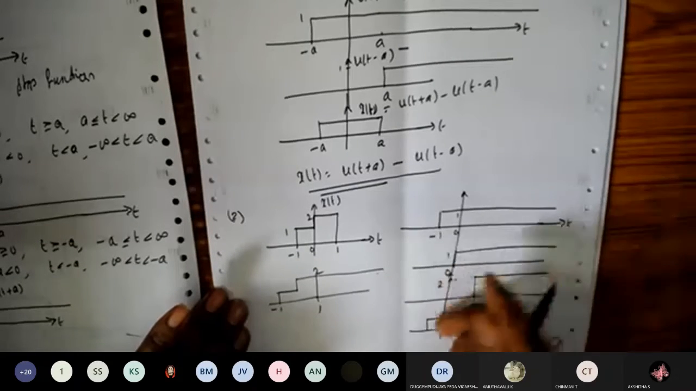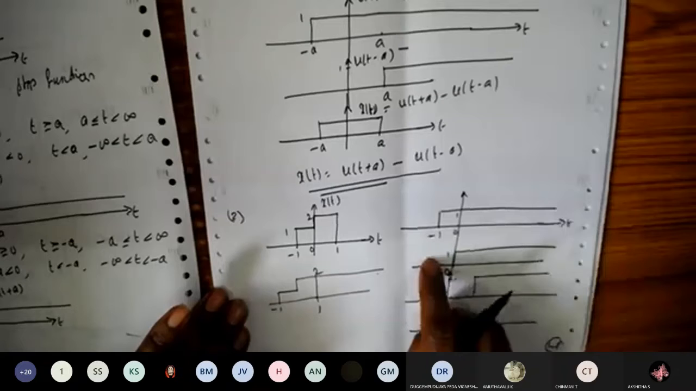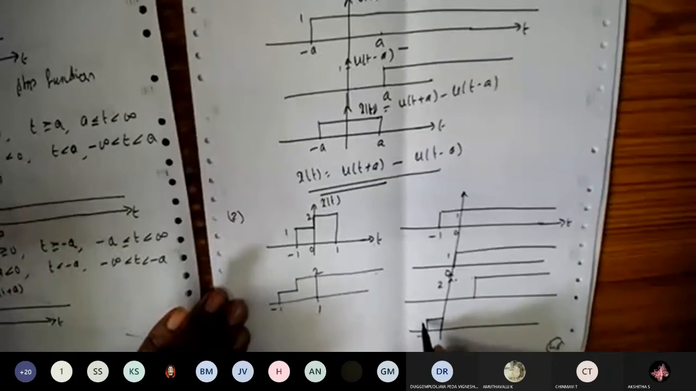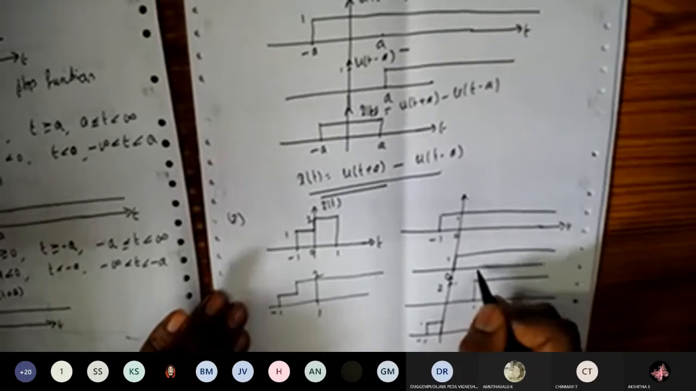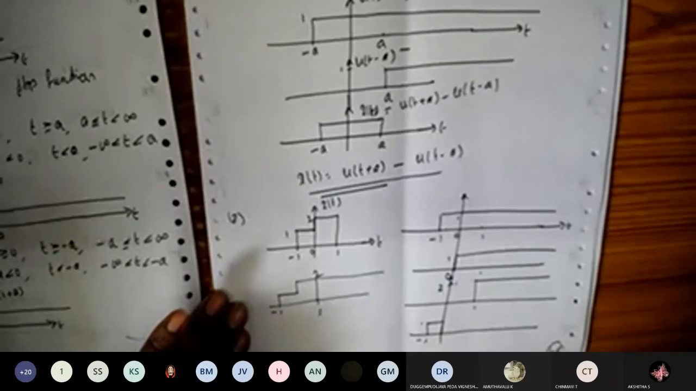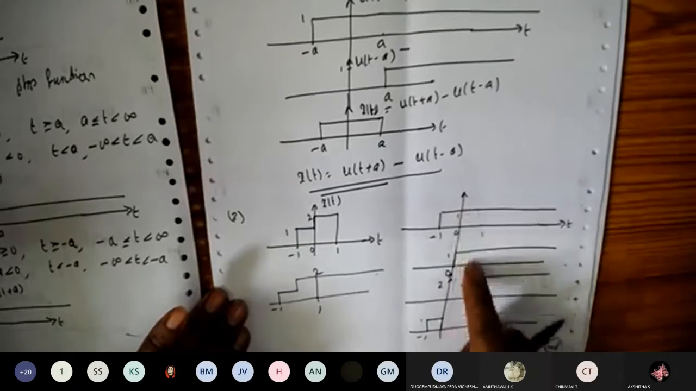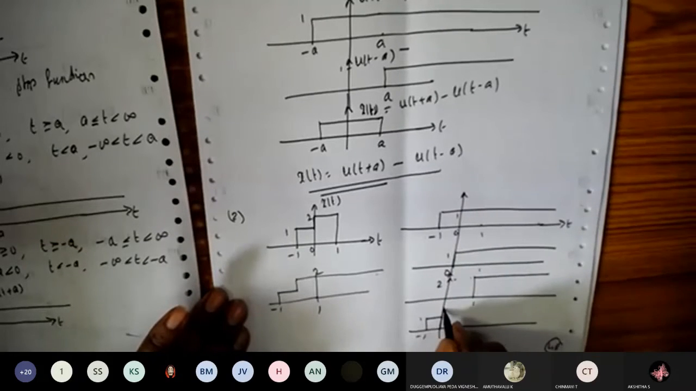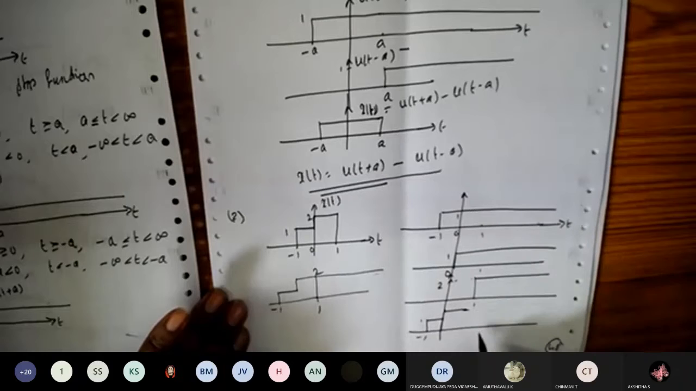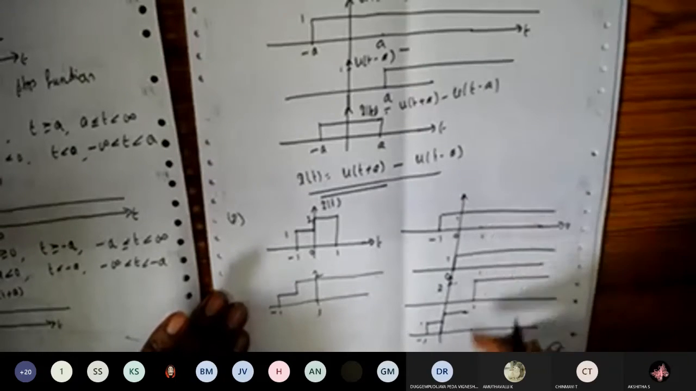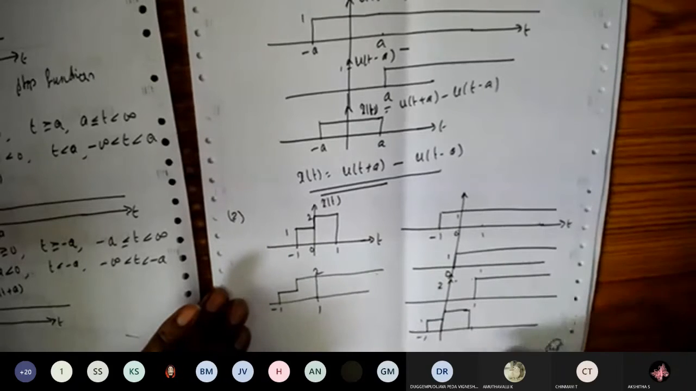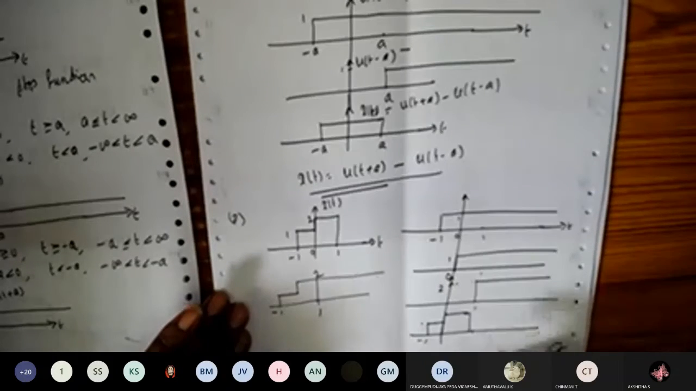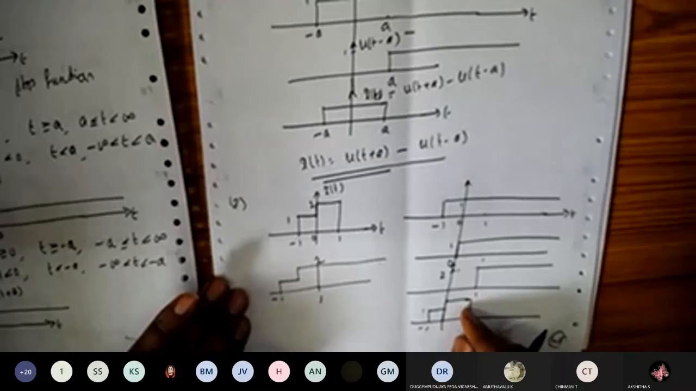So from -1 to 0, no waveform. When I add it here, it will become 1 here. Again from 0 to 1, this is 1, this is 1, this is 1. There is no waveform. So it will become equal to 2, and from 1 onwards, 2 minus 2 will become equal to 0. So the waveform will become like this here. Okay, so got it now? How to perform the operation on the signals here?